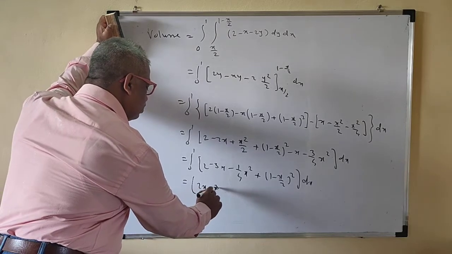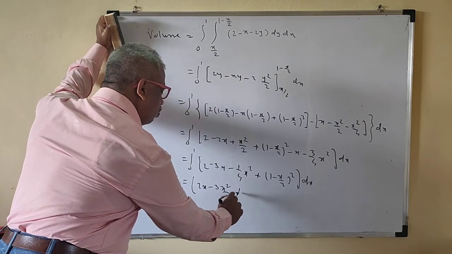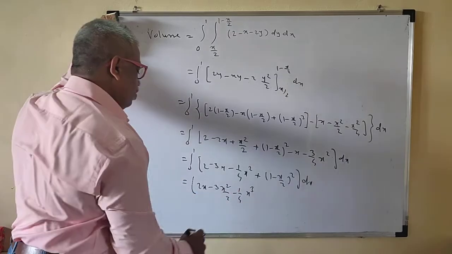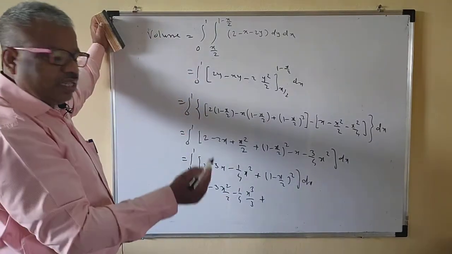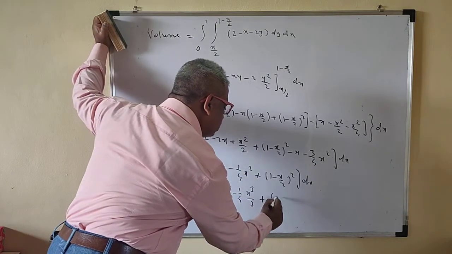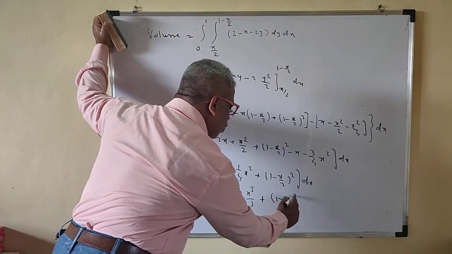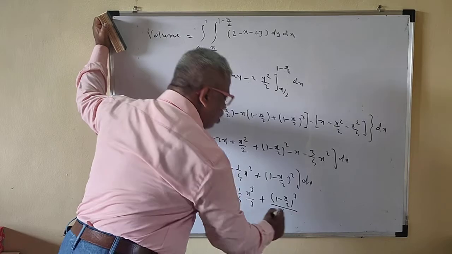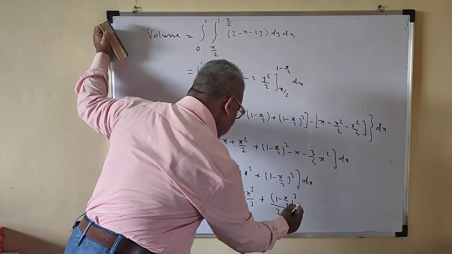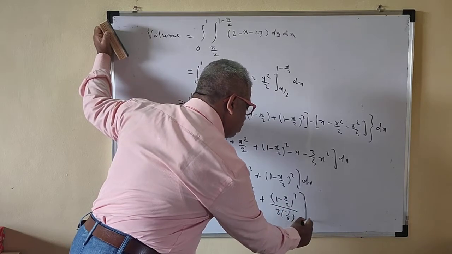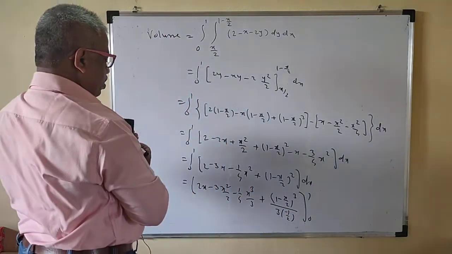Twice x minus 3x square by 2, 1 by 4, x cube by 3. How can we integrate? This is a linear function. Just increase the power by 1. Right? Just increase the power by 1. So 3 into the coefficient of x, which is minus half. The coefficient is minus half. Okay. Now this is 0 to 1.